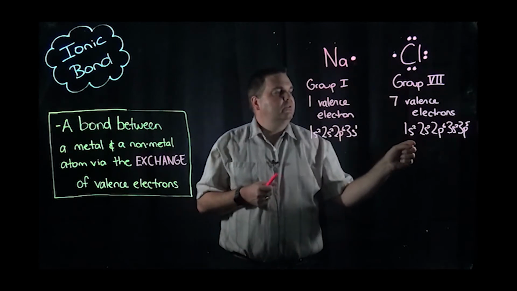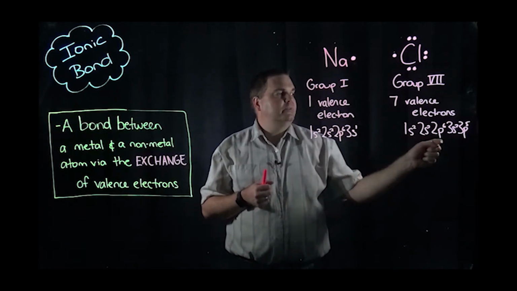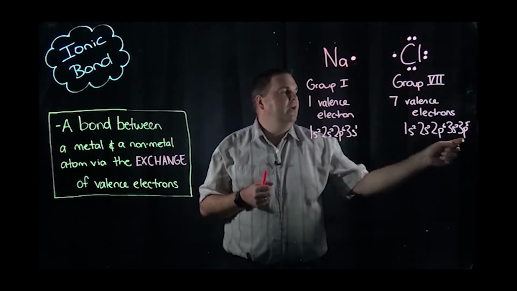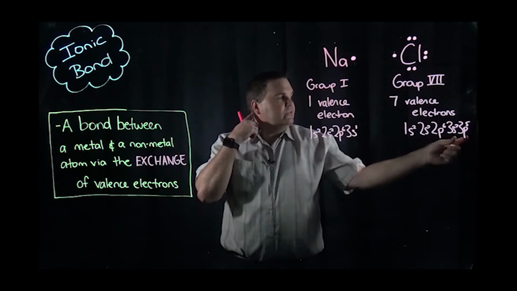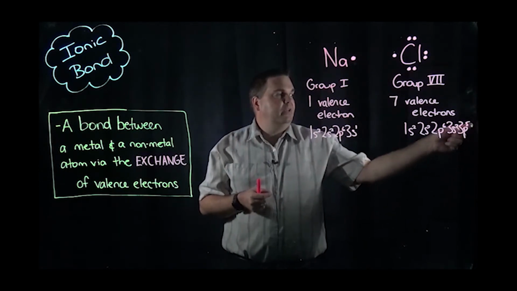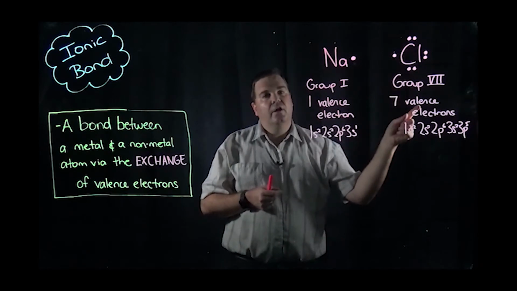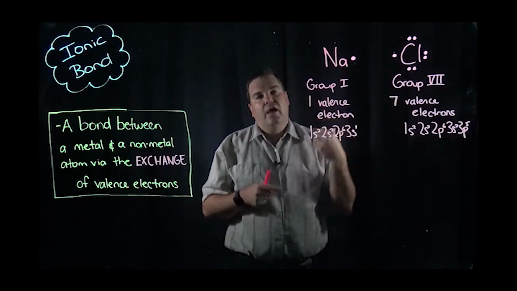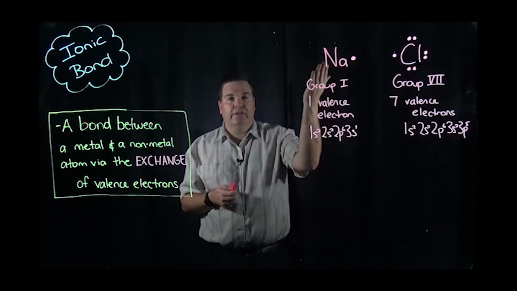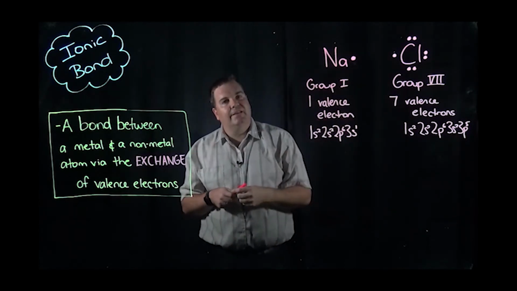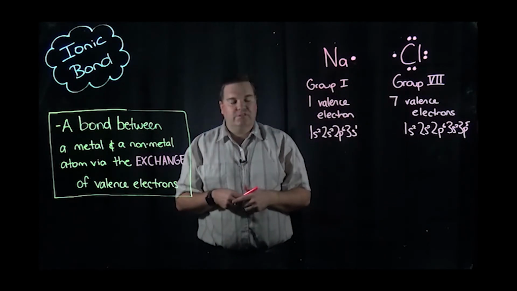Over here, the chlorine is 1s2, 2s2, 2p6, 3s2, 3p5. Now what it can do to get 8 electrons in the outer shell is just gain 1. It could try and lose all 7 of them, but it's much easier to gain the 1 electron. And when we've got metals that want to donate electrons and non-metals that want to gain electrons, it makes a lot of sense that we actually do that.